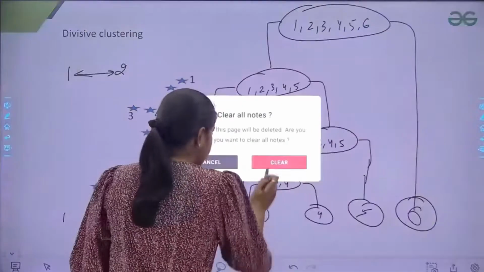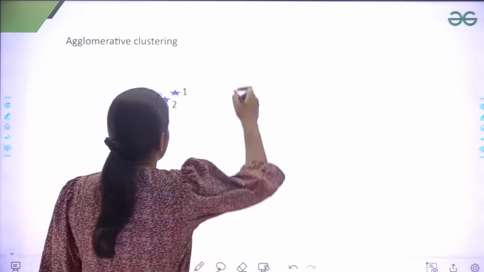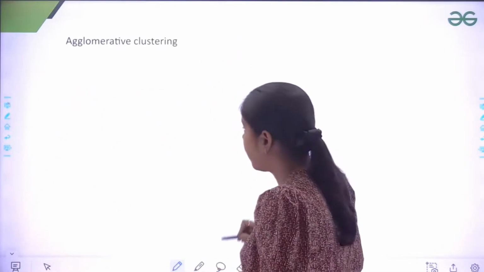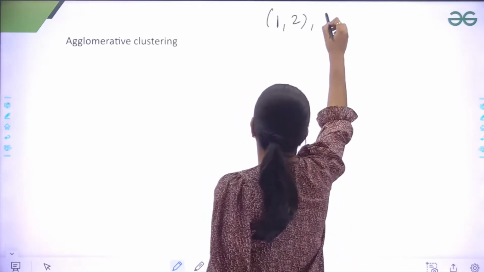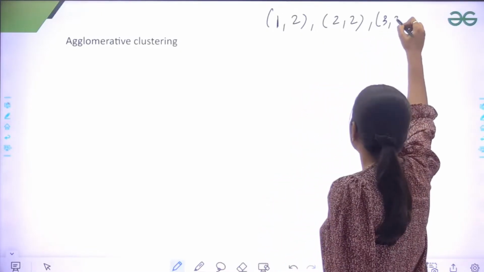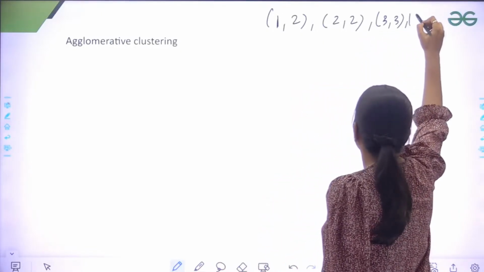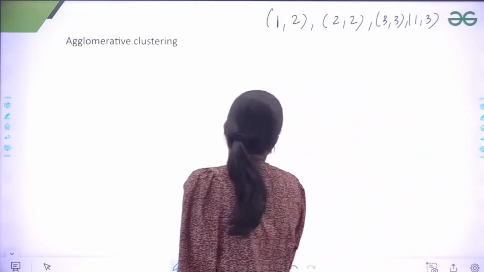Let's take one example of agglomerative clustering. Let's suppose we have some points: 1 2, then another point 2 2, another point 3 3, and then another point 1 3, right? So these are the points I have.